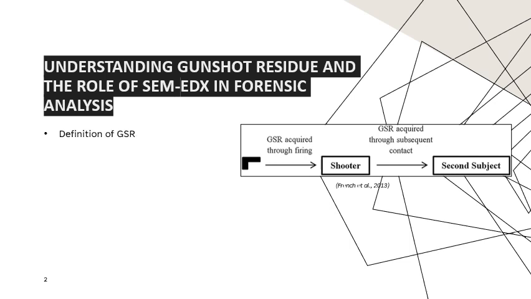The definition of gunshot residue. What is gunshot residue? Gunshot residue consists of tiny particles produced when a firearm is discharged. These particles are composed of burnt and unburnt propellant particles, as well as elements from the bullet, cartridge case, and the firearm itself.